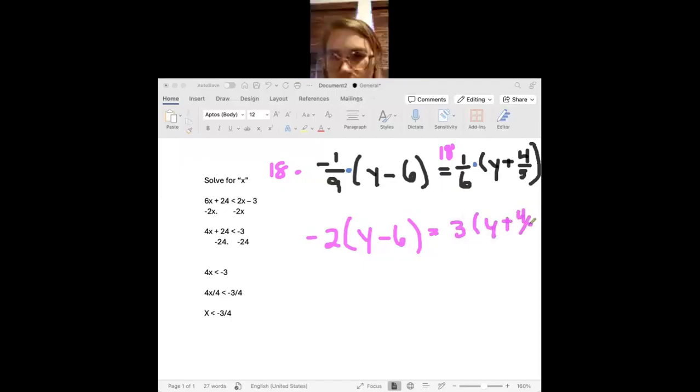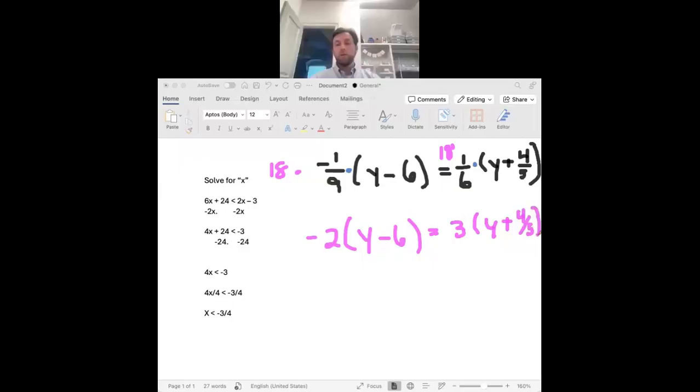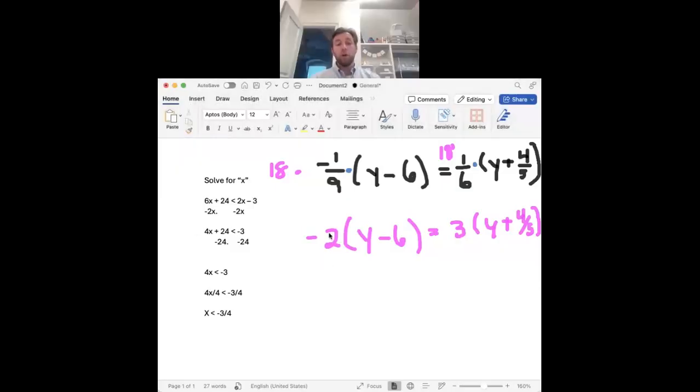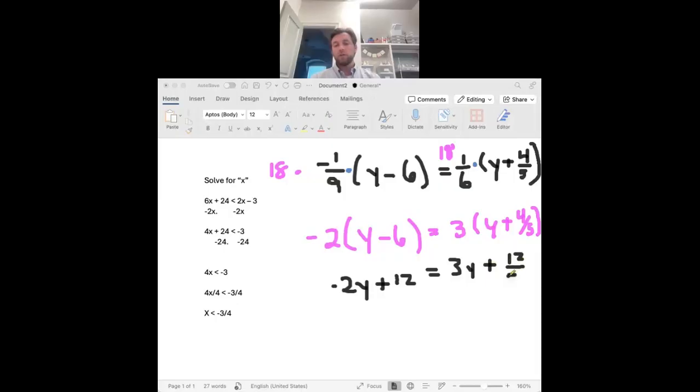Now I am eventually going to have to deal with the 4/5, just not yet. So now I do the multiplication, using the distributive property. Take the -2 inside, so it becomes -2y plus 12. Then 3 times y is 3y. Now 3 times 4/5. That's not pretty, but we can do our multiplication of fractions and it becomes 12/5.